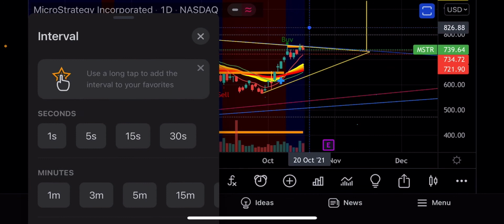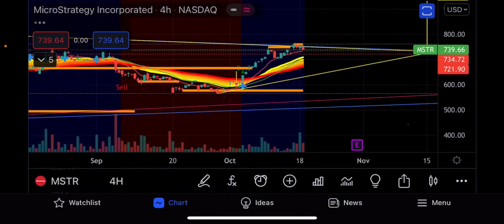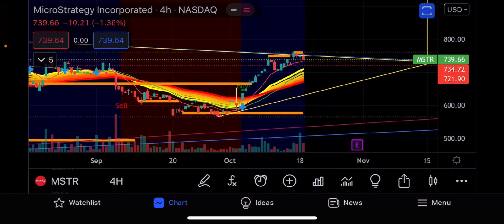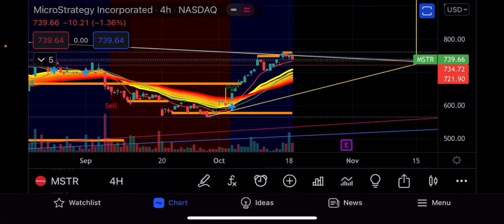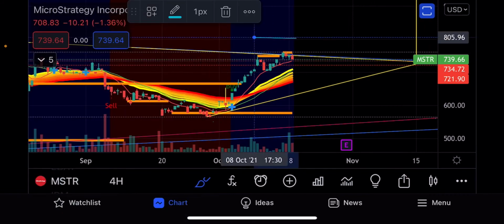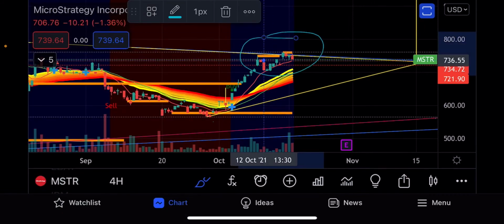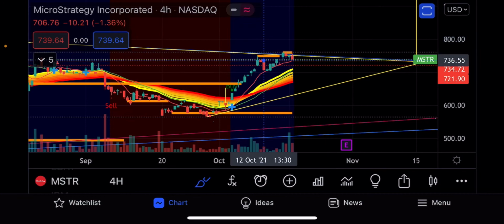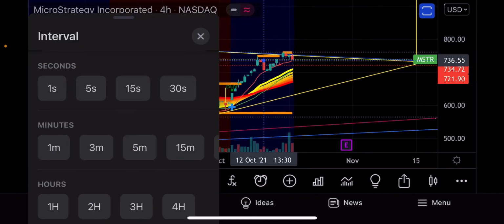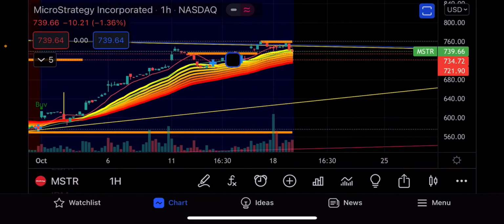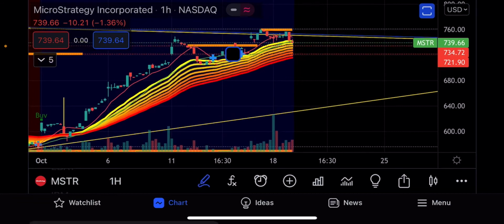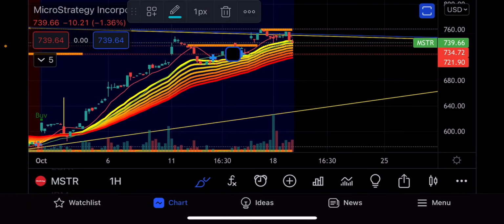Now let's look at the 4 hourly, because I want to keep looking at the same thing. And look at that. Let me get the brush again. 1, 2, 3, 4 times it hit the line this time on the 4 hourly, right? Now let's look at the hourly to give us that one last confirmation. And voila, look at that. So it did touch that line multiple times.